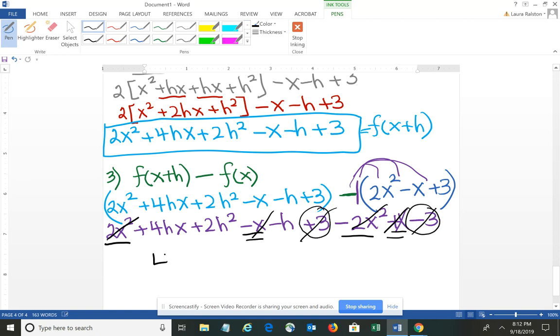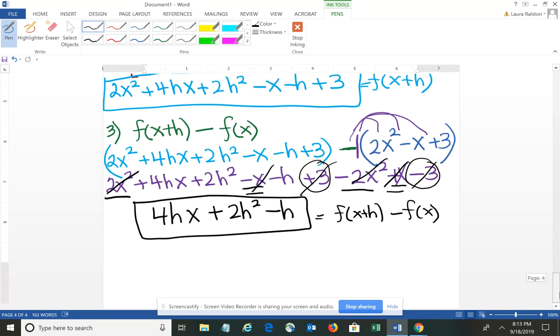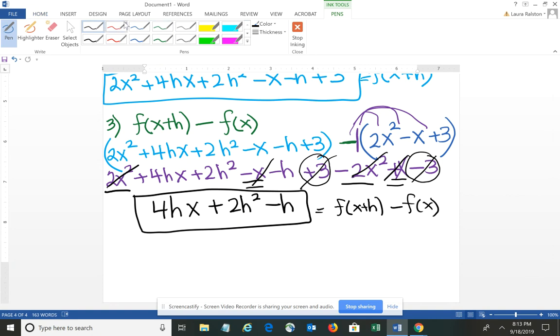So I'm left with 4hx plus 2h squared minus h. And that gives me the numerator that corresponds to f of x plus h minus f of x. And then I have to divide that by h.